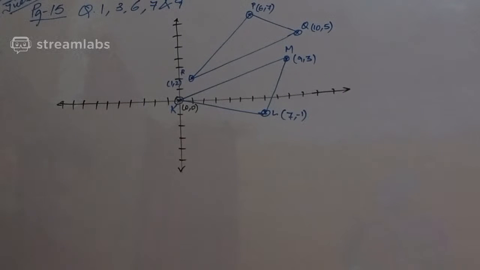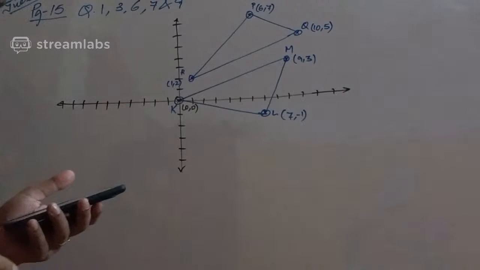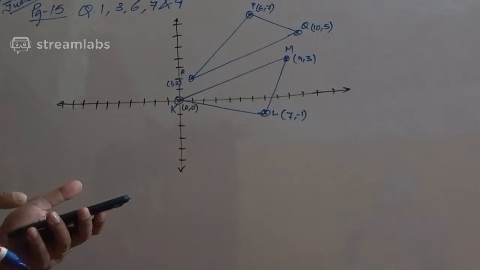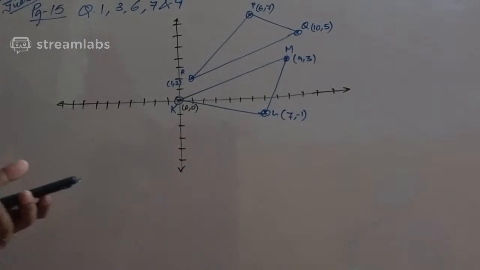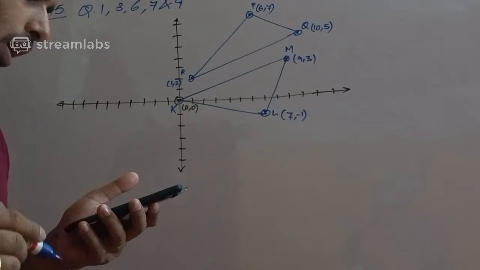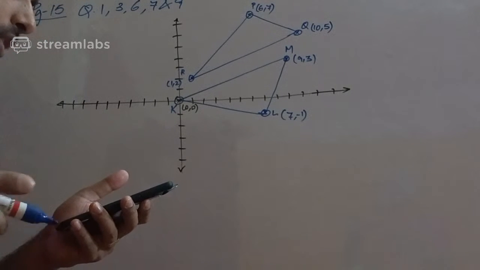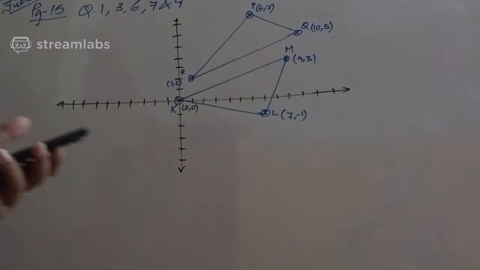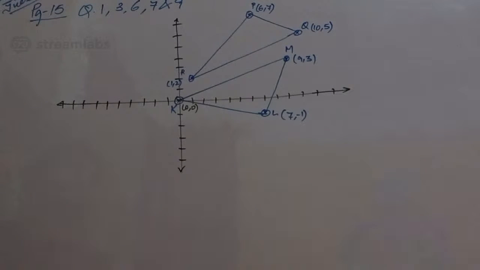Show that the triangles this and this are congruent. First you have to prove they are congruent, and then show that neither triangle is a vector translation of the other. Describe how one triangle has been transformed into the other. So that we can do. Fine.